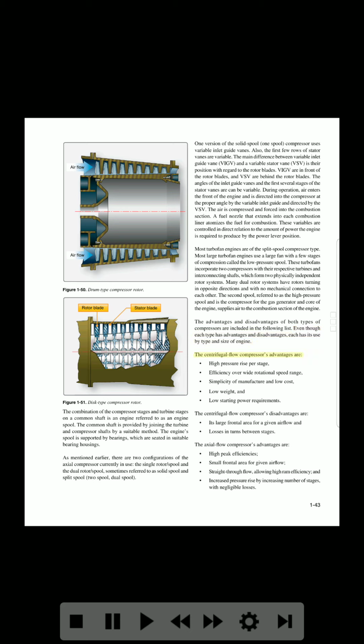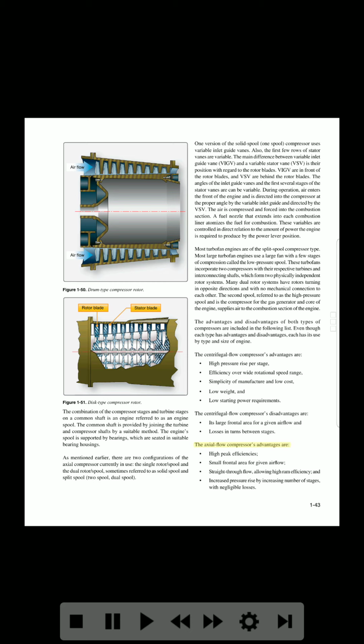The centrifugal flow compressor's advantages are high pressure rise per stage, efficiency over wide rotational speed range, simplicity of manufacture and low cost, low weight, and low starting power requirements. The centrifugal flow compressor's disadvantages are its large frontal area for a given airflow and losses in turns between stages.